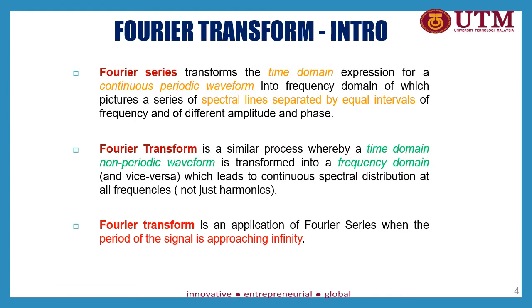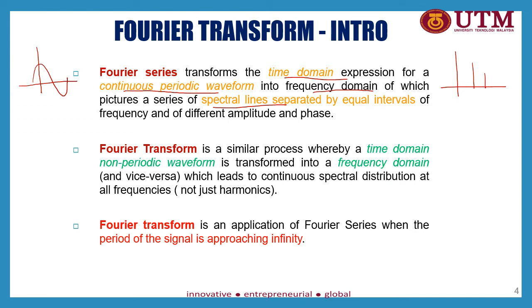Okay, if you revise back the Fourier series, it transforms a continuous time domain signal into frequency domain, in which the frequency domain signal you have in spectral lines, either single-sided or double-sided. Okay, if you still remember, if you have a continuous time signal, for example a cosine function, then in frequency domain using Fourier series, you will have a single-sided spectrum or double-sided spectrum.